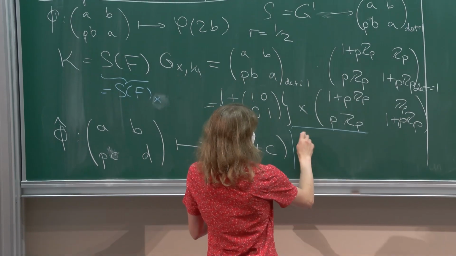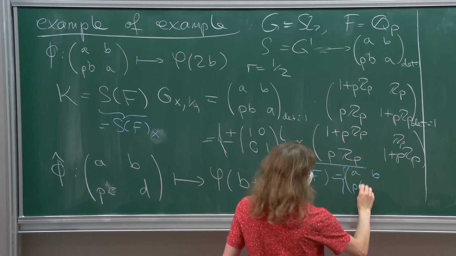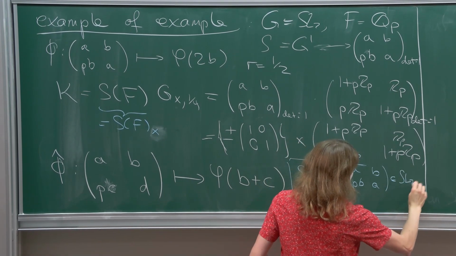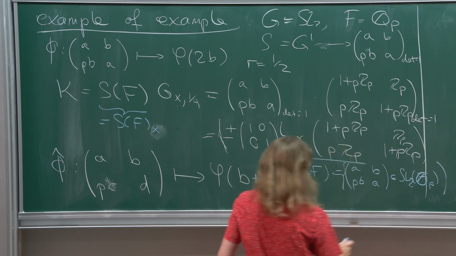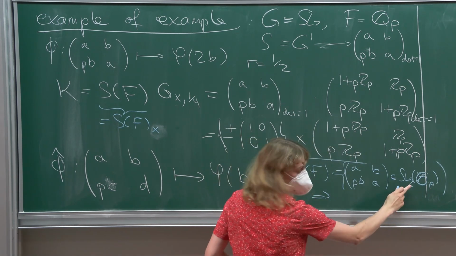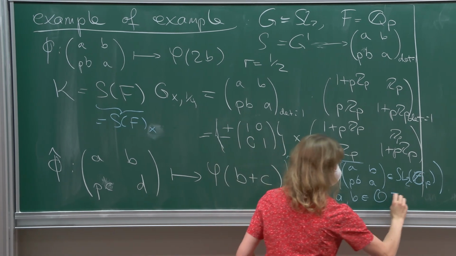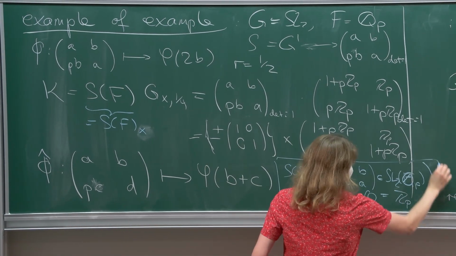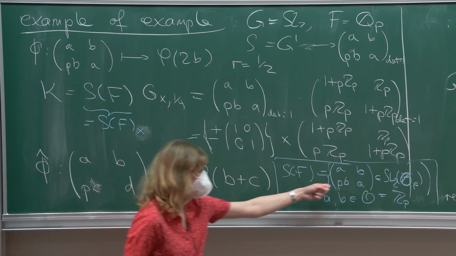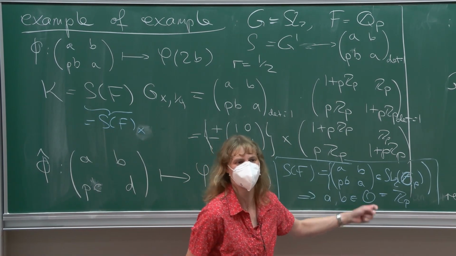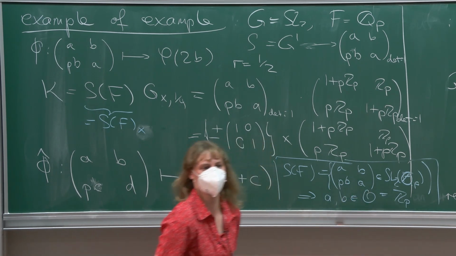So S of F is equal to these matrices A, B, P, B, A inside SA2 of F. Well, F is QP. And then it turns out by the determinant condition that actually A and B lie in O, O being ZP. So actually this is compact and these entries lie in O, but we don't require it. This is just by working out what it means for the determinant to be equal to 1.